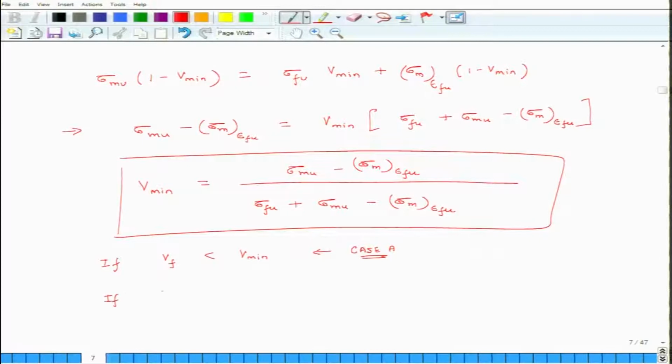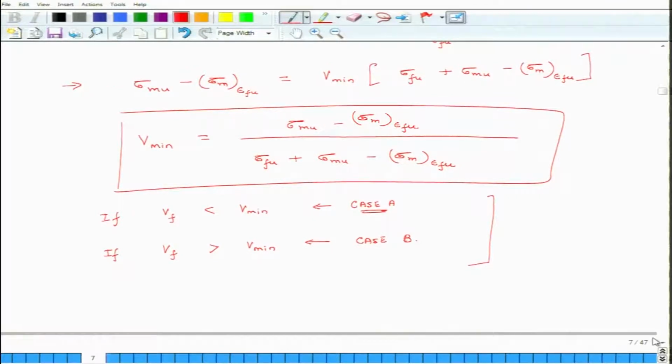The matrix at that point is not breaking, so I can load the composite further, and at some future point the matrix fails. And if Vf is more than V min, then we have case B. In this case the failure of the fiber, the failure of the matrix, and the failure of the composite happen at the same point, at the same strain level. So, this is the thing.